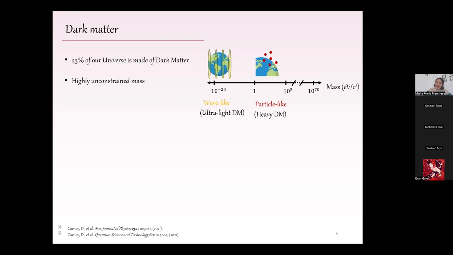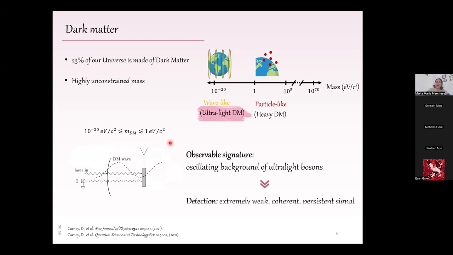For the purpose of optomechanical systems, I think it's particularly nice to look at ultralight dark matter. When we speak about ultralight dark matter, we usually refer to candidates that have a mass lower than 1 eV over c squared. In this regime, we expect the dark matter to have very, very low mass and high occupancy number. So the behavior of these candidates will essentially be an oscillating wave, a coherent source that will produce an oscillating background of ultralight bosons.